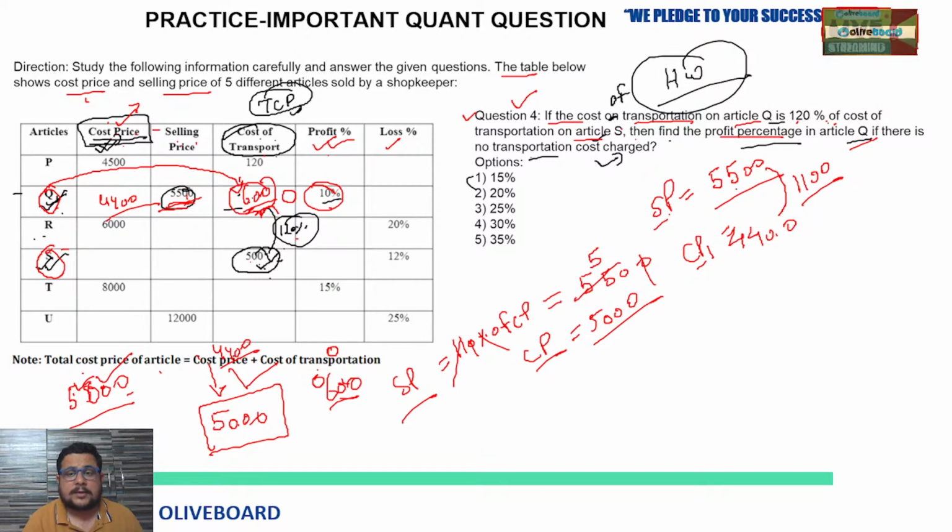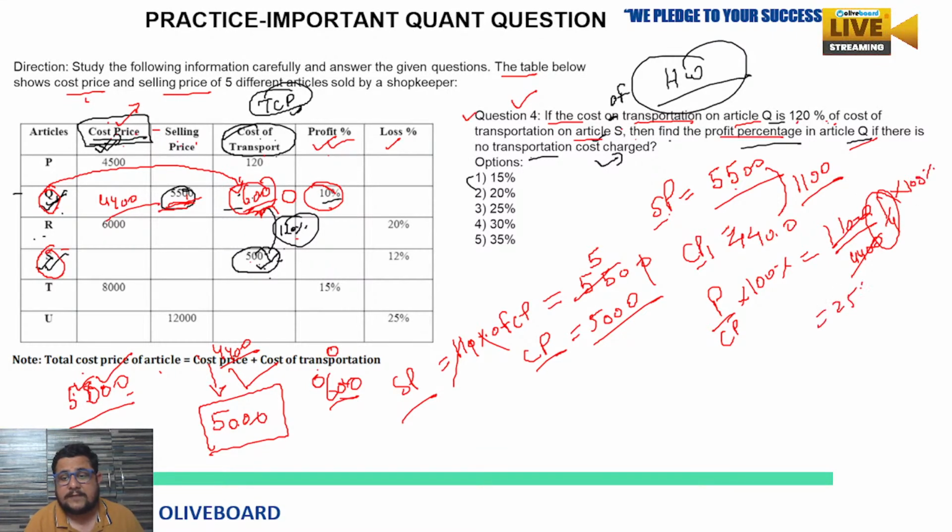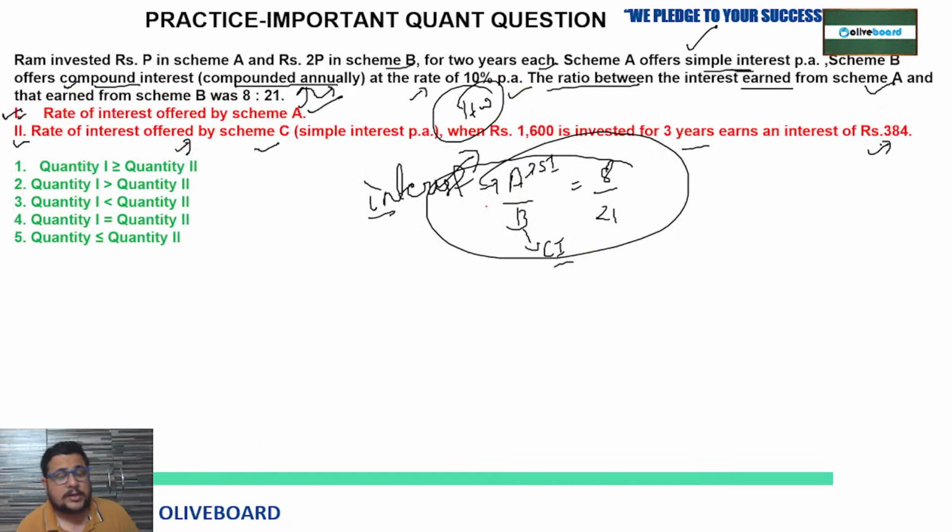So this 1,100 with respect to 4,400, how much? Profit upon cost price multiplied by 100, this is the profit percent. So profit is 1,100 divided by the cost price, which is 4,400. Now when you take the ratio, it is 1 by 4, just multiply by 100 here, or directly you can say 1/4 is 25%. So your answer to this question is going to be 25%, and I hope it is completely clear. Now you can check whether your answer was correct or not.